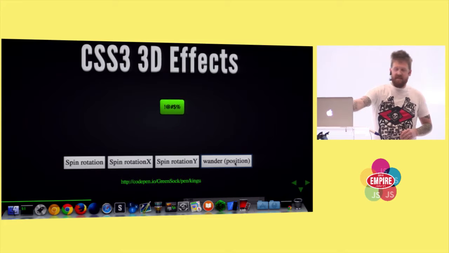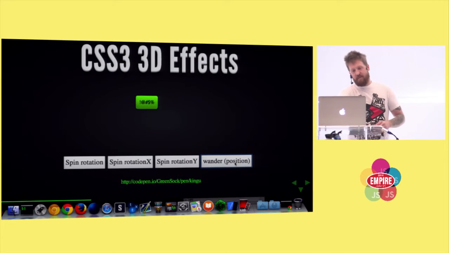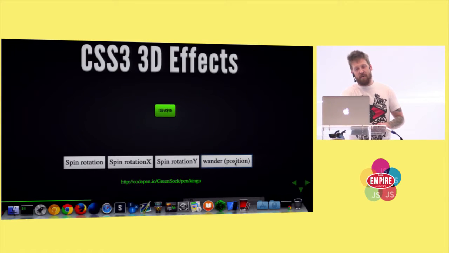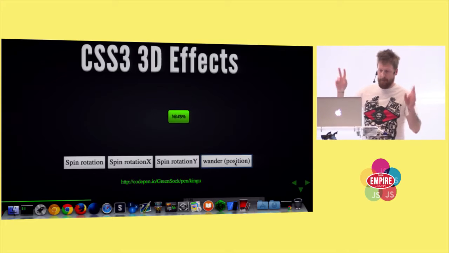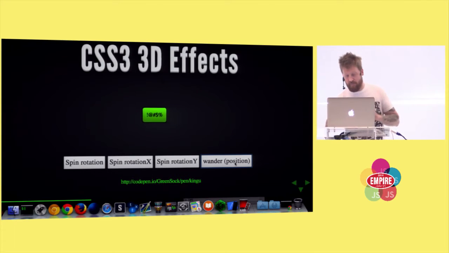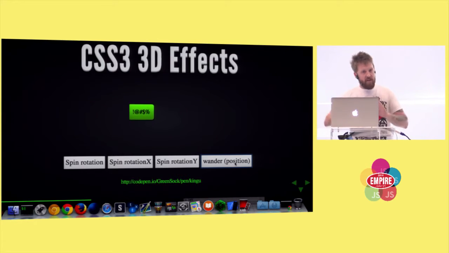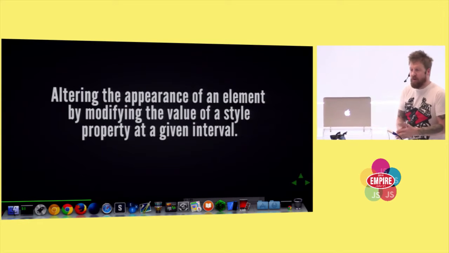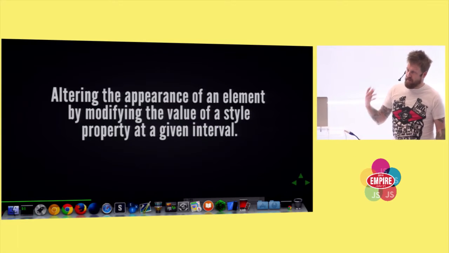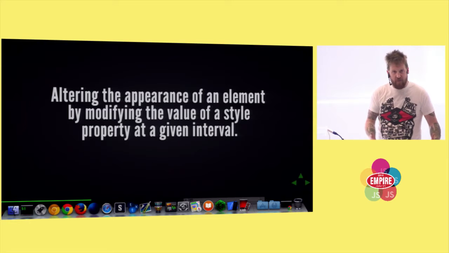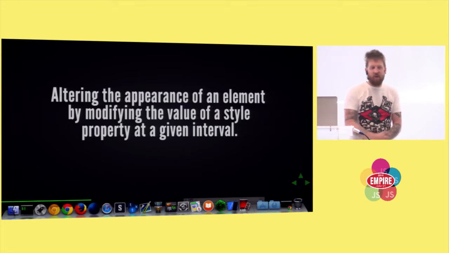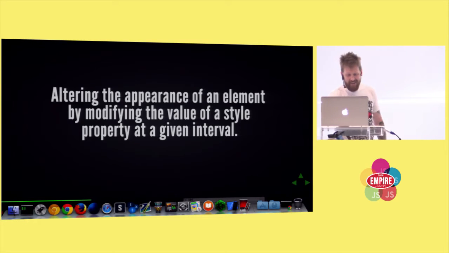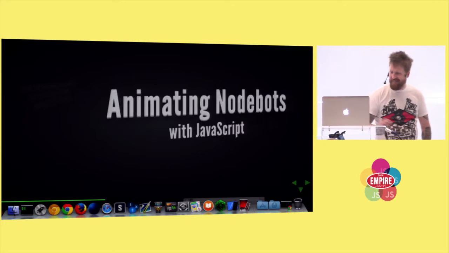I didn't even write this. In fact, these slides will be available later, and you can check out the person who wrote the original CodePen that I borrowed this from. They have no idea. But it's cool, right? What's the principle here? We're altering the appearance of an element by modifying the value of a style property at a given interval. You've all done this. You're totally bored with my talk right now. This is not what you signed up for.